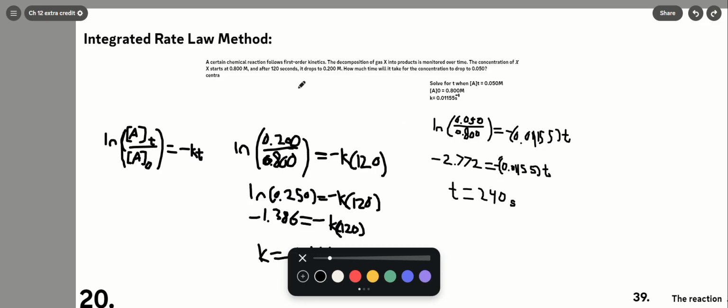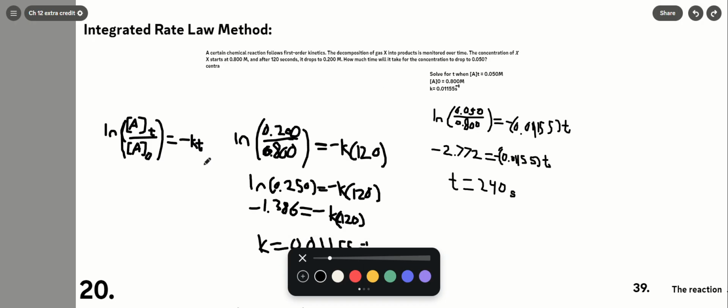For example, this question reads, a certain chemical reaction follows first order kinetics. The decomposition of gas X into products is monitored over time. The concentration of X starts at 0.8 moles, and after 120 seconds it drops to 0.2. How much time will it take for the concentration to drop to 0.05?